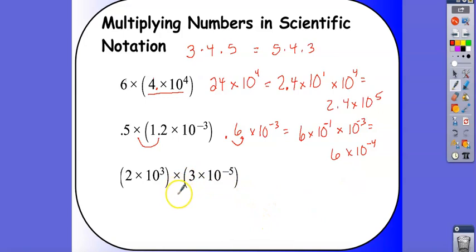Okay, let's look down here. Remember I said 3 times 4 times 5 is the same thing as 5 times 4 times 3. I could say this is 2 times 3 times 10 to the cube times 10 to the negative 5. What's 2 times 3? 6. Now I have the same base. So what do I do with the powers? I'm going to add them. Am I allowed to have a negative exponent? Yes, it's the only time SWEB's going to let me have negative exponents, when I have things in scientific notation.